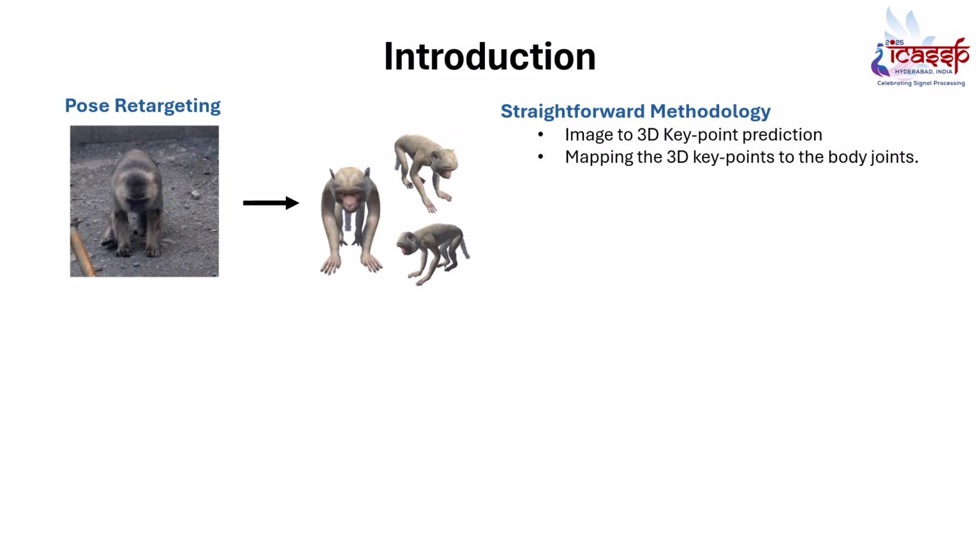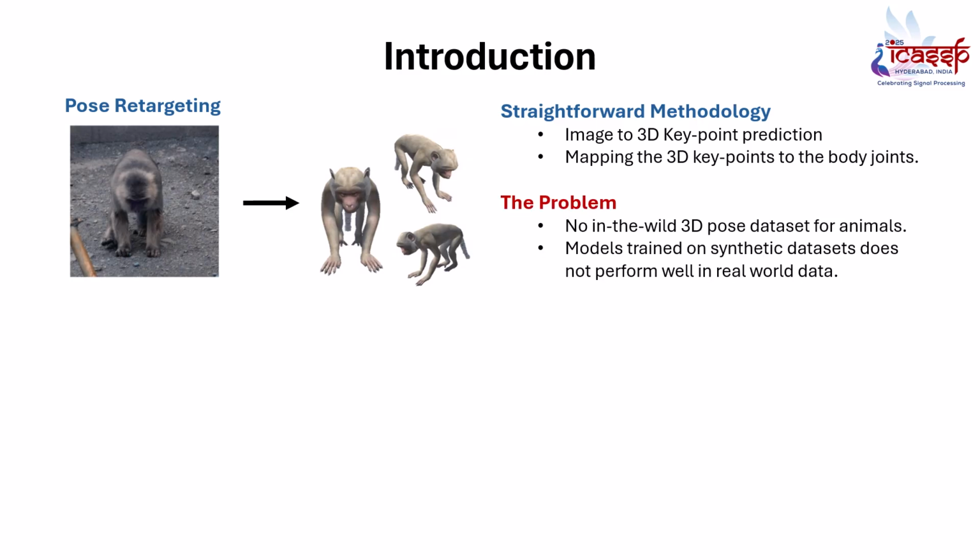The most direct approach to achieving this is by extracting the 3D key points from a given image and mapping those key points onto an avatar skeleton. However, this straightforward pipeline faces significant challenges when applied to animals due to data limitation and domain adaptation issues.